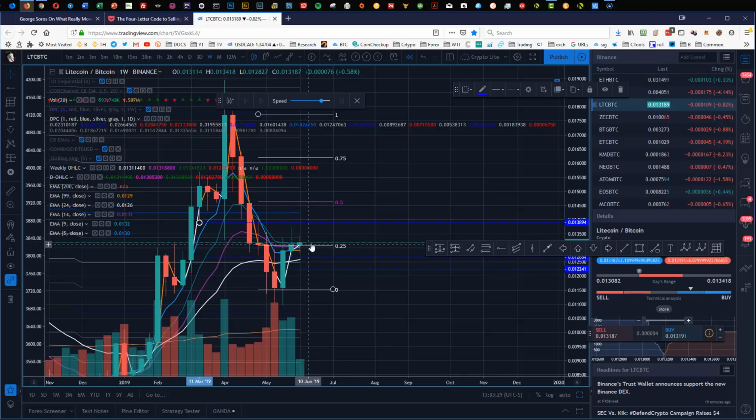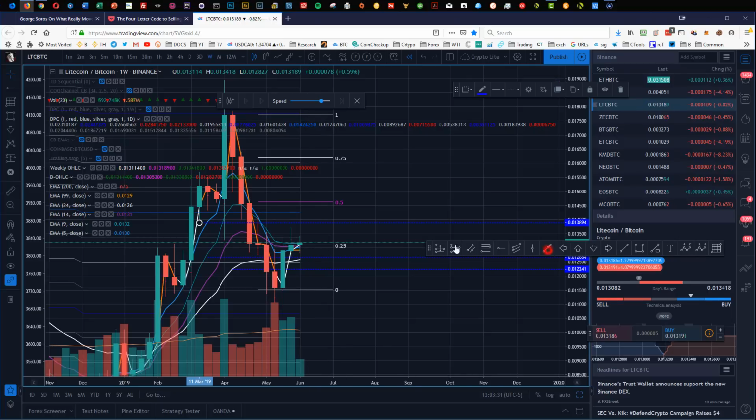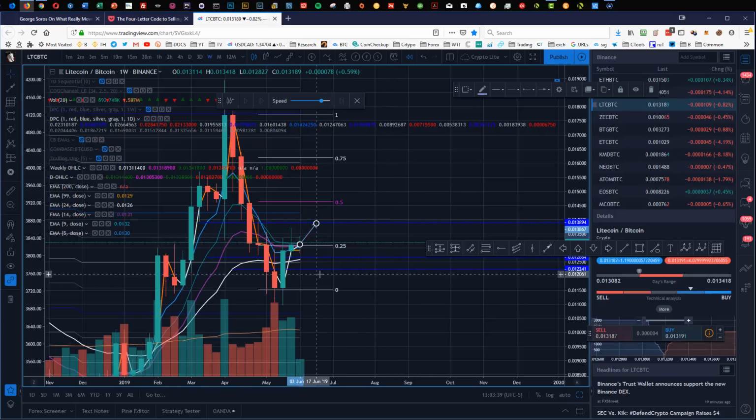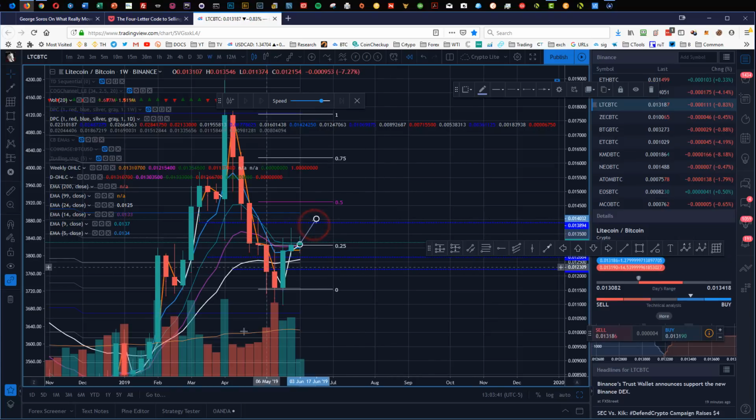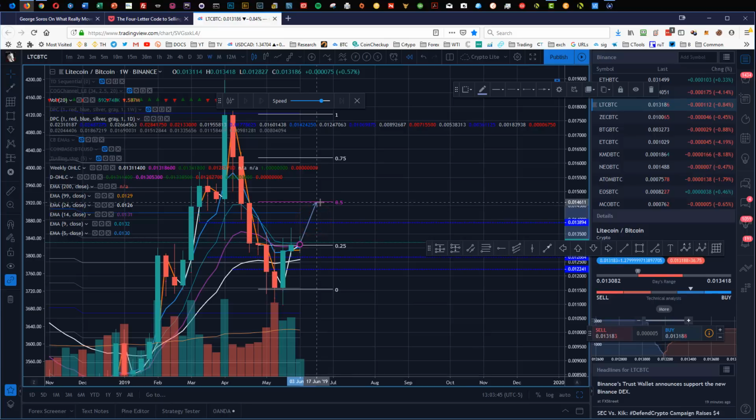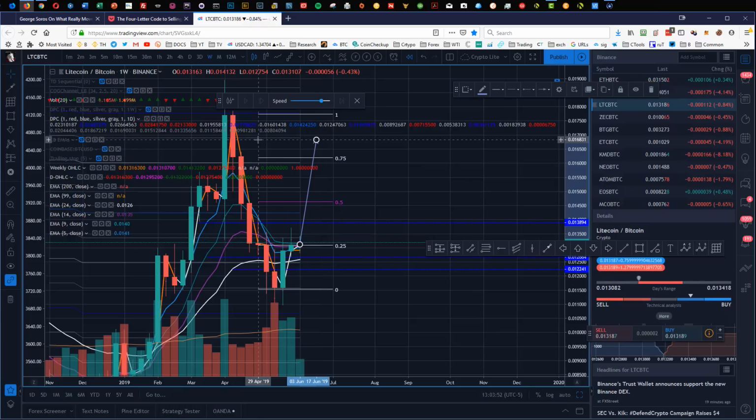The next thing is that if this does move up, I'm stumbling over my words, then this is your target 1. And then you want to see a close above target 1 for you to stay in this trade, with the eventual target being here and here at the 75%. Your final target on this would be somewhere around here, which aligns very well with the dynamic price channel you'll see here. That'd be your final target.